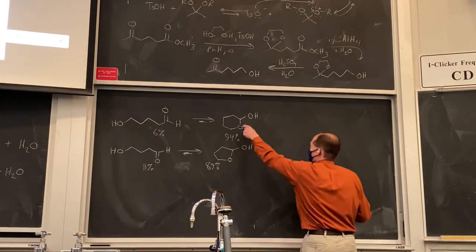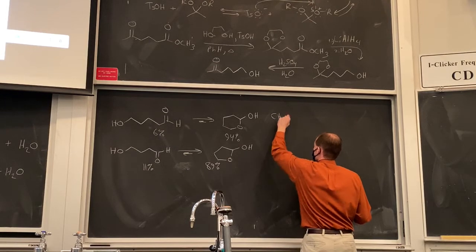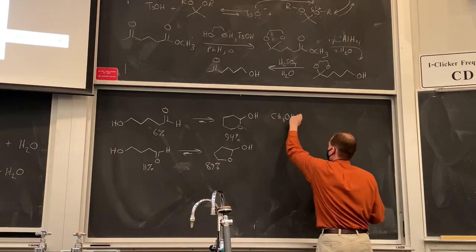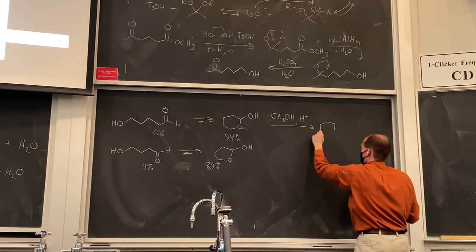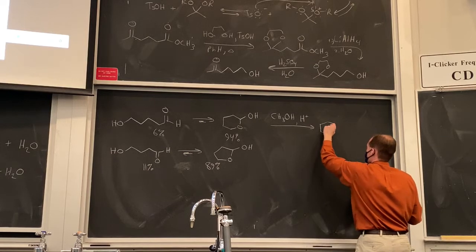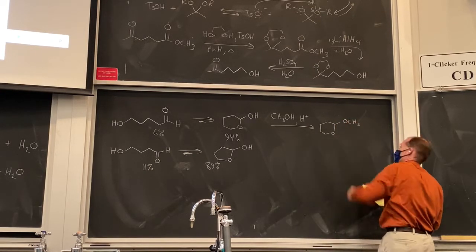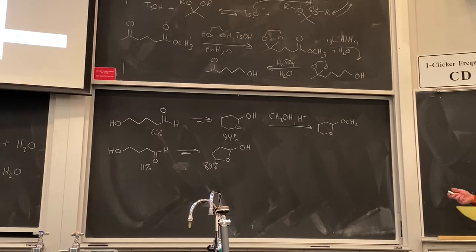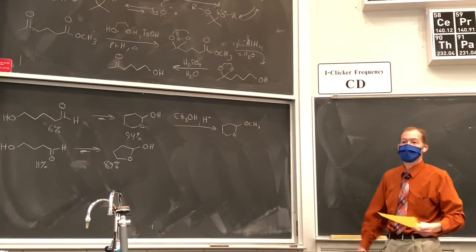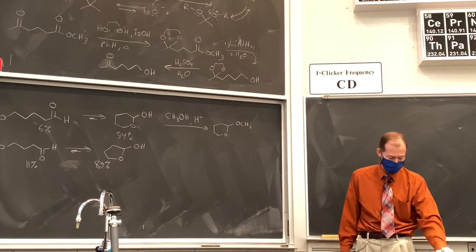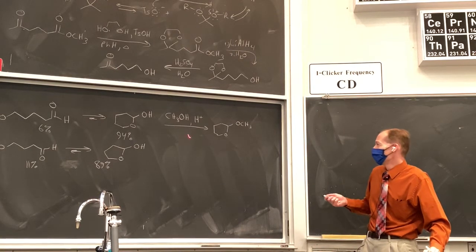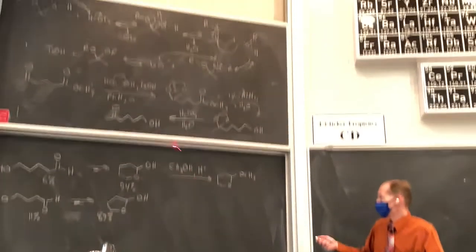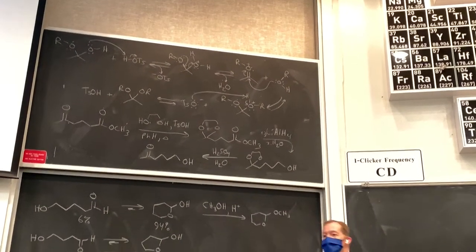So if we were to take this cyclic hemiacetal and react it with methanol and some kind of acid, we would be able to convert that cyclic hemiacetal into a cyclic acetal. And of course, it would be a racemic mixture because this would be a stereocenter. Okay? So, and we could draw a mechanism for this. It would be the same as the mechanism up here. Protonate the oxygen, lose water, have the methanol attack, and then deprotonate.